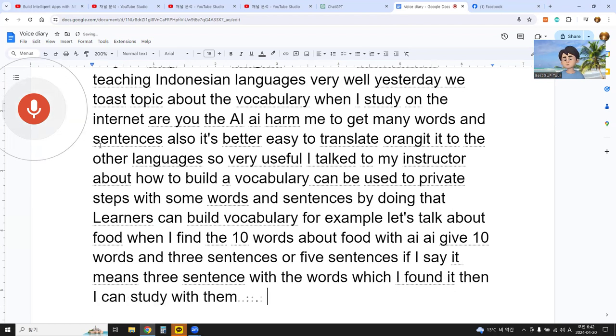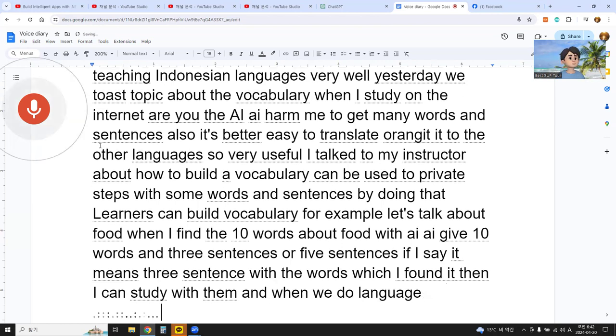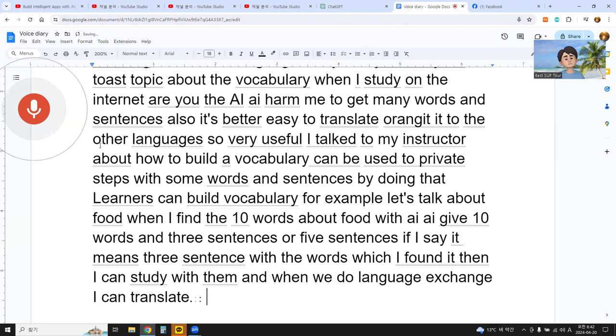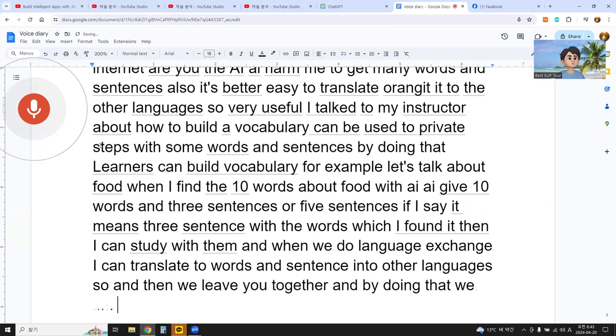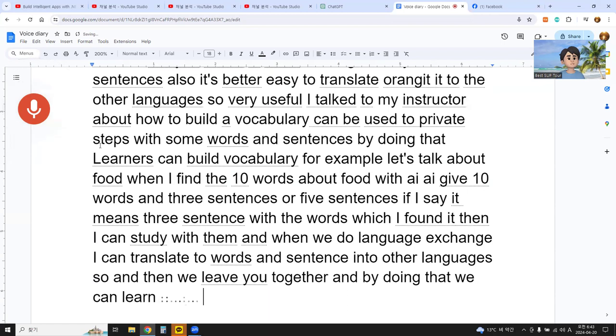And when we do language exchange, I can translate the words and sentences into other languages. And then we review together. And by doing that, we can learn each other's target language.